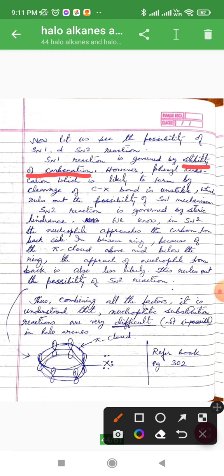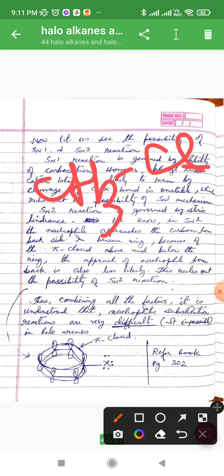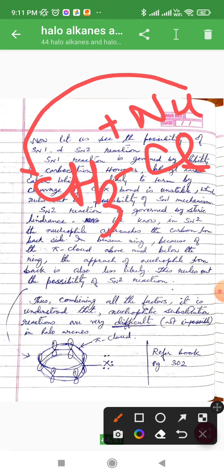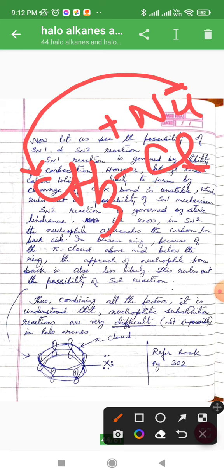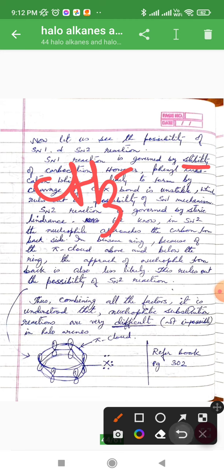Now let us see what is the possibility of Sn2. You know that in Sn2 reaction, what happens? If you have this halogen compound, suppose CH3Cl, and you are treating it with a nucleophile, the nucleophile always attacks from the back side or rear end. Because the nucleophile carries a negative charge and the halogen also carries a negative charge, so it cannot approach from the same side. So it always attacks from the opposite side because it will suffer less electron cloud and less repulsion.